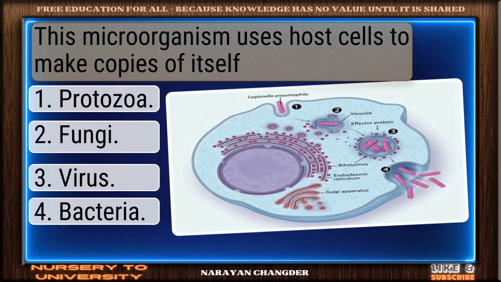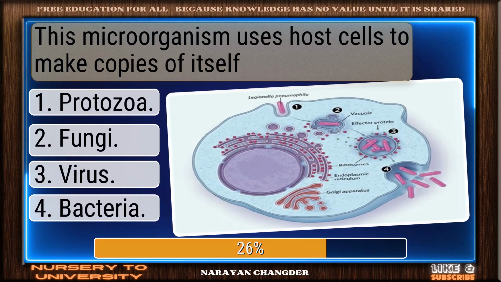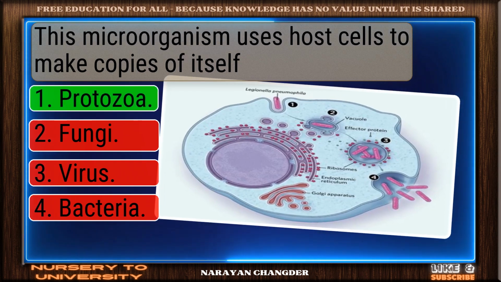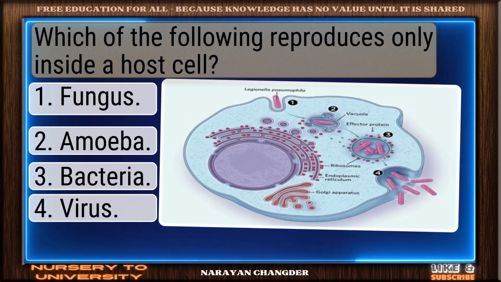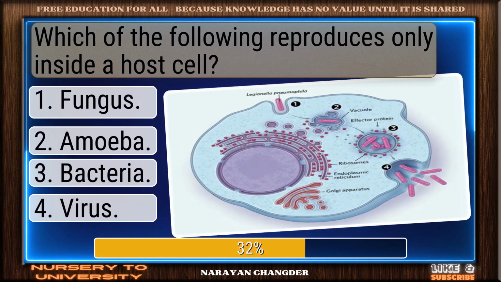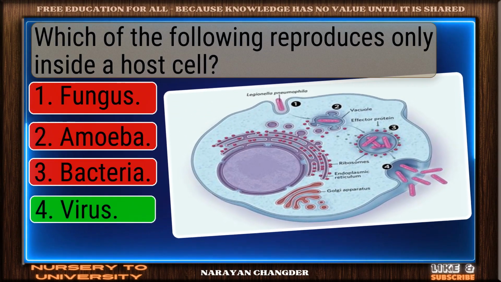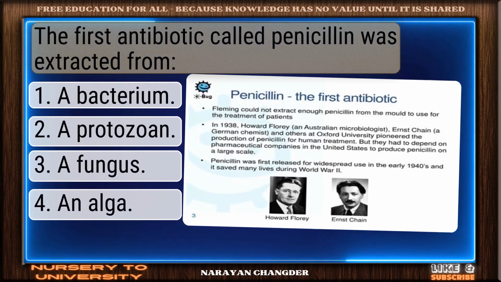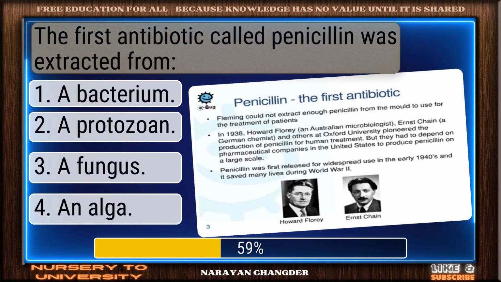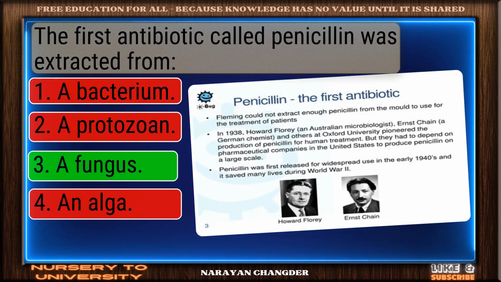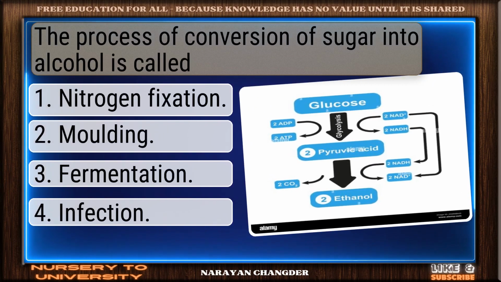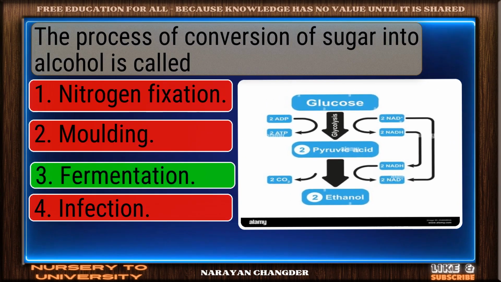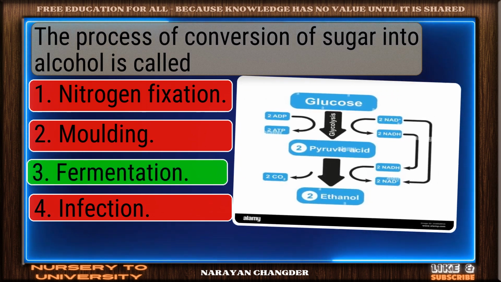This microorganism uses host cells to make copies of itself. Excellent choice. Protozoa is the right answer. Which of the following reproduces only inside a host cell? Well done. Virus is the right choice. The first antibiotic called penicillin was extracted from... Correct. A fungus is the right answer. The process of conversion of sugar into alcohol is called... Nicely done. Fermentation is a solid answer.